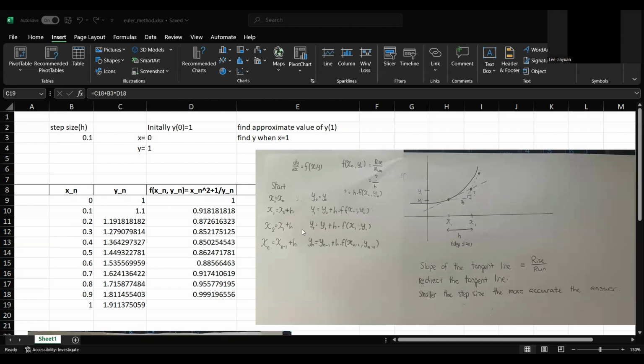And then we can keep on doing it. We can always repeat it until we get our wanted answer. The smaller the step size, the more accurate the answer will be.